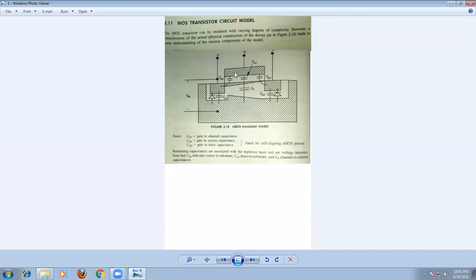Similarly, we have another capacitance between the gate and the source terminal, CGS. This is the conductor, and between the two points you have another dielectric media, so there exists another capacitance. These are other parasitic components. Similarly, between the gate and the drain, CGD, there also exists a capacitance.